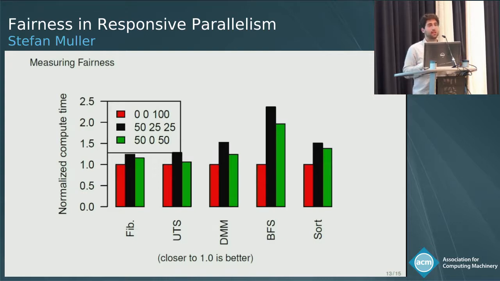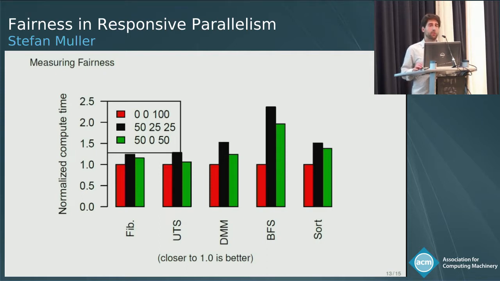Everything is normalized to the computation running in isolation, which is the red bar, and the black and green bars represent different fairness criteria that we tried using. So as you can see, things remain pretty close to 1, other than for these 2 benchmarks on the right, which are more memory intensive. So there's still some work to be done here.